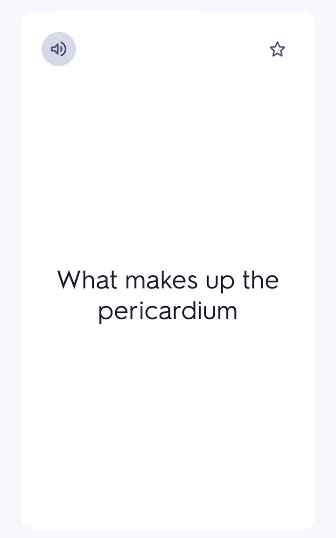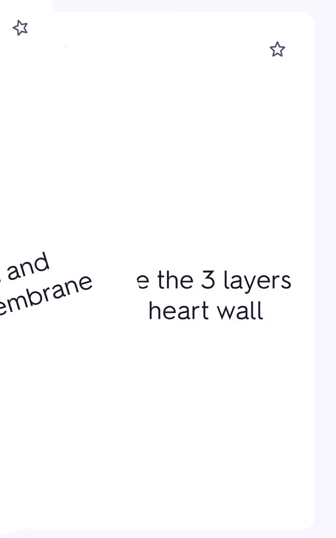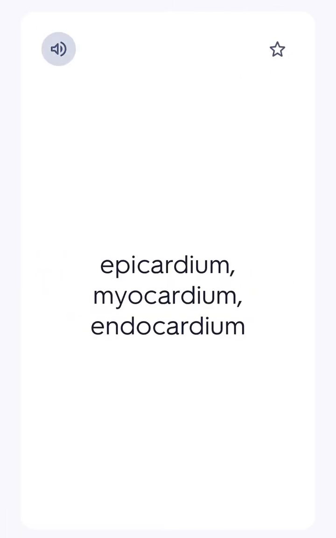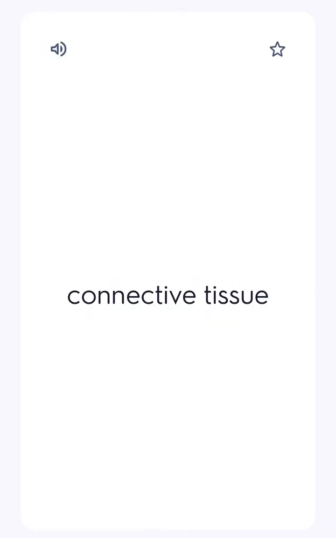What makes up the pericardium? Fibrous and serous membrane. What are the three layers of the heart wall? Epicardium, myocardium, endocardium. What tissue makes up the epicardium? Connective tissue.